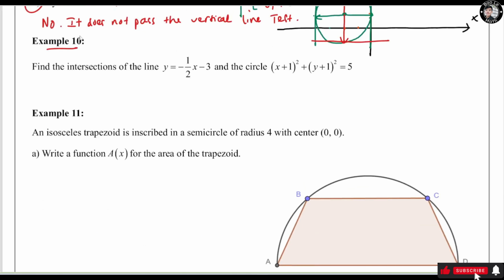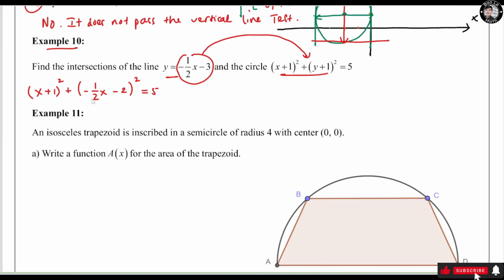Now example number 10. Find the intersection of the line y equals negative 1/2 s minus 3 and the circle right here. So we're going to use substitution. I'm going to substitute this for y. We solve for s. So it could be (s plus 1) all squared plus (negative 1/2 s minus 3 plus 1) all squared equals 5, which is the circle's equation.